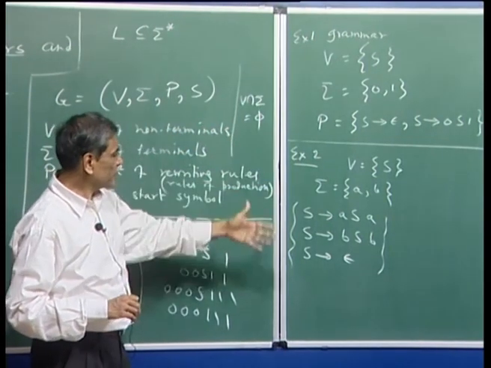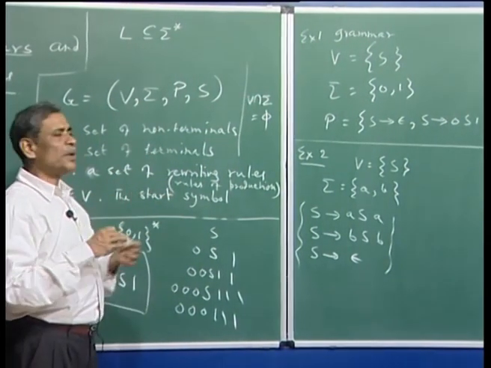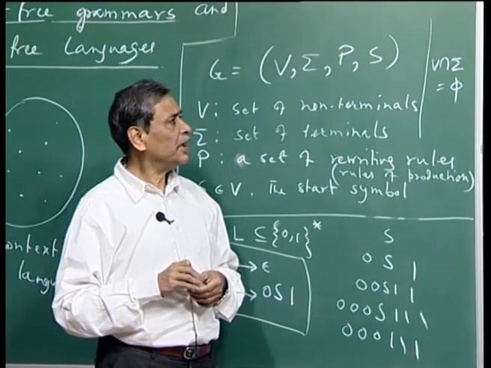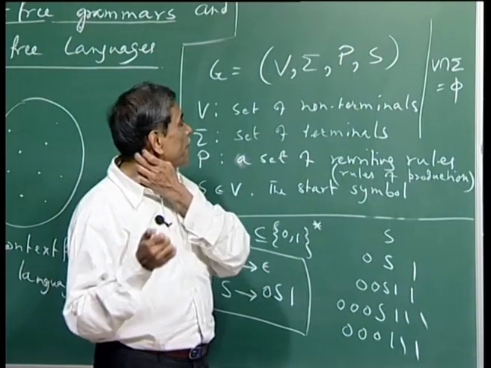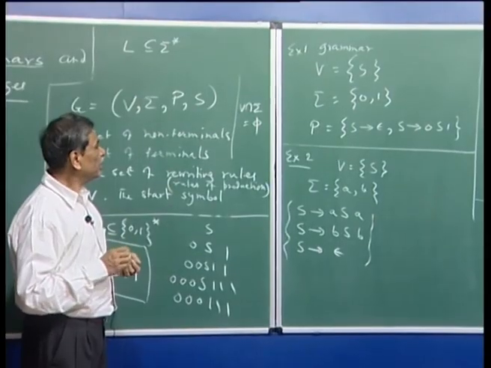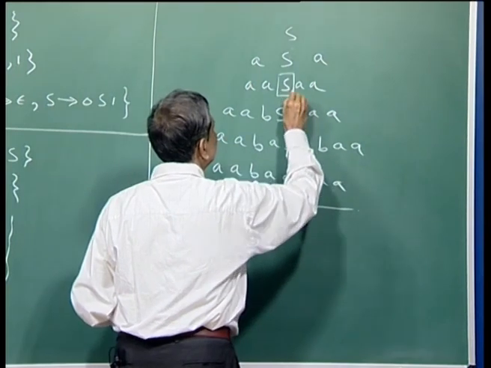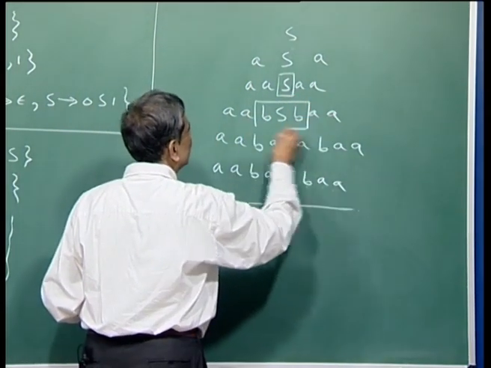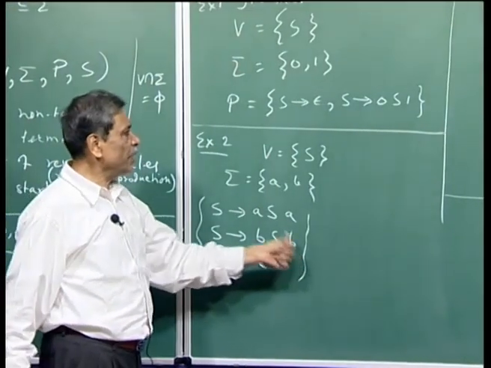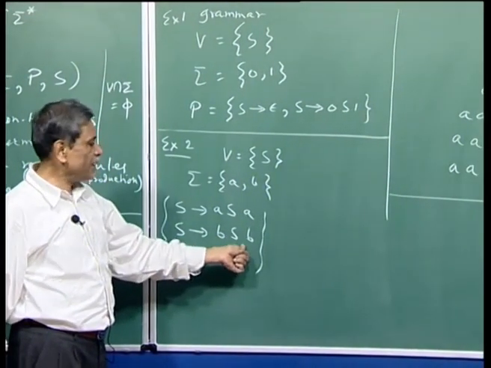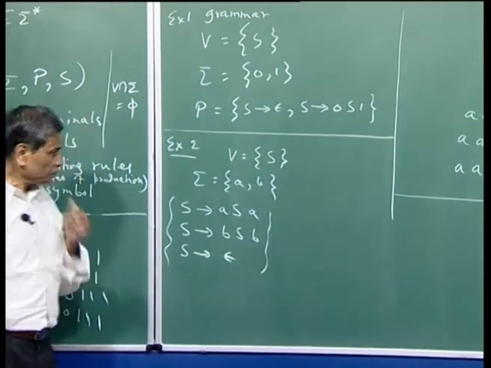You have seen examples of rewriting. What is rewriting? I have a string in which presumably there will be some terminal symbols and non-terminal symbols. A non-terminal symbol in such a string can be replaced by the right hand side of a rule whose left hand side is that particular non-terminal. So, for example, this particular non-terminal I am replacing by this, because S arrow B S B. So, S is the left hand side and B S B is the right hand side of a rule. So, this is what we have been doing all through.